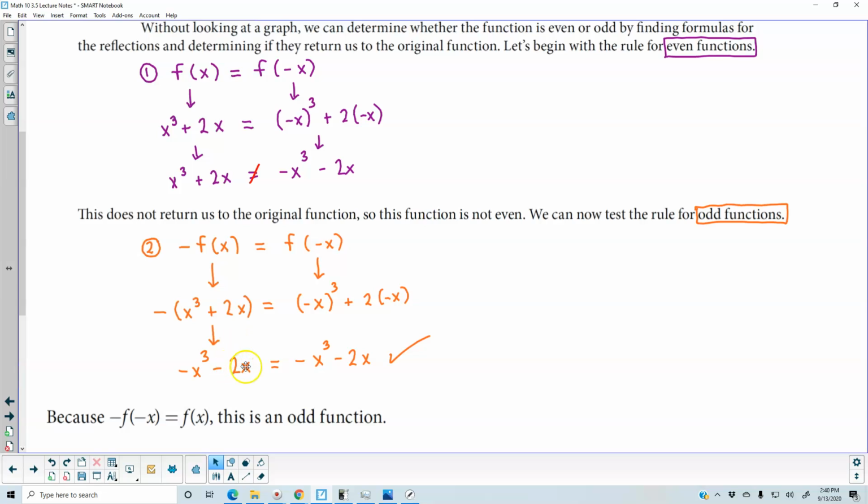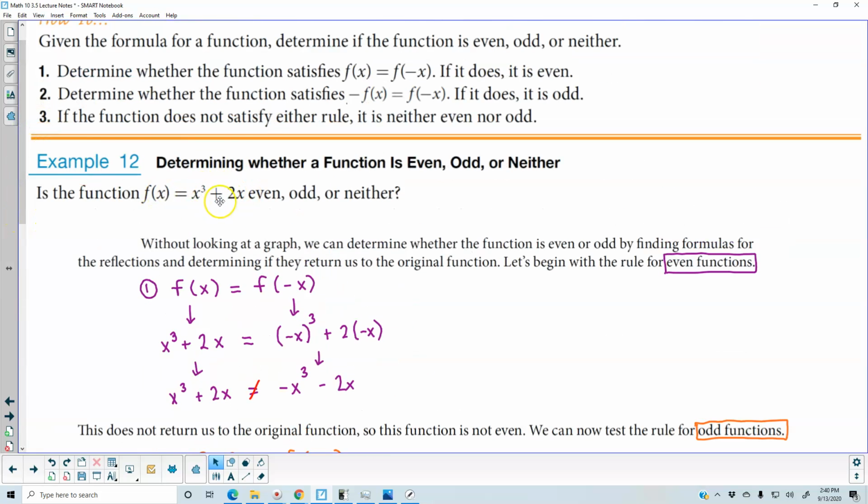minus 2x. Over here, for f of negative x, we apply negative x as the input of that function. Negative x cubed gives us negative x cubed, plus 2 times negative x, which is minus 2x. Because these two are equal to each other, by this formula this is an odd function. So we know that this is an odd function.